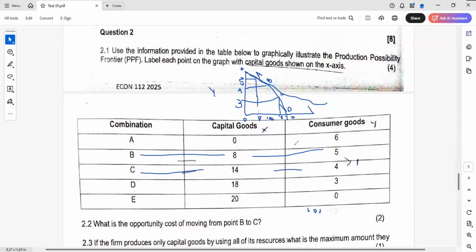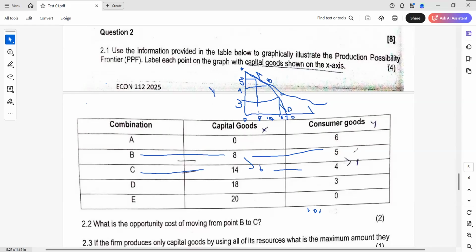So you're going to calculate to find the difference. If you say 14 minus 8, this is 6, and then 5 minus 4, it's 1. So for capital goods, you can see that they move from 8 to 14. So they increase the production of capital goods. And in order to increase the production of capital goods, they had to decrease the production of consumer goods from 5 to 4. So the loss is 1, right?